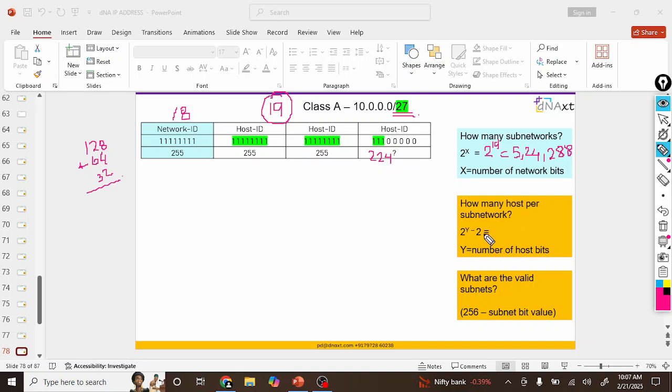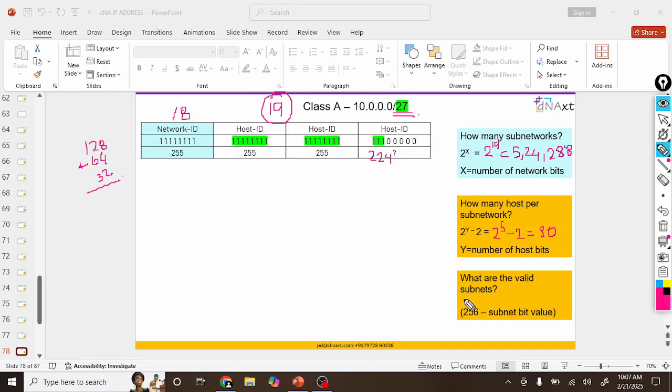How many hosts per subnetwork are you getting? We have only 1, 2, 3, 4, 5 host bits. So 2 to the power 5 minus 2. 2 to the power 5 is 32, so 32 minus 2 is 30. So actually 30 machines you can accommodate in each subnetwork, and more than 5 lakh such subnetworks you are going to get.